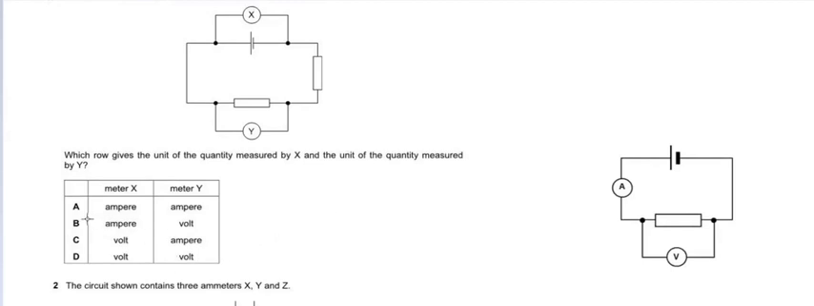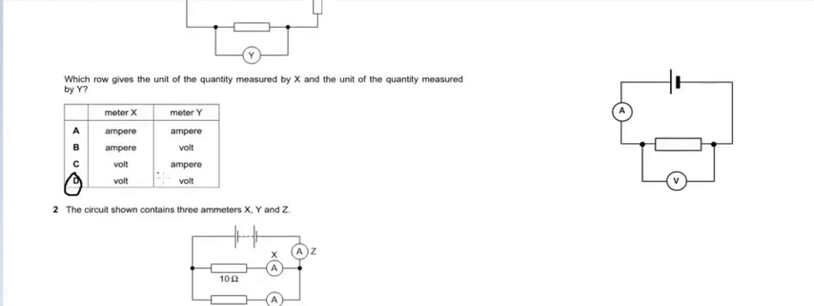So here you can see option number 1 is the ampere. Ampere is the unit of current, so this cannot be the answer. Option B is ampere and volt. So we know this can be only a voltmeter and it can be only volt. That can be the answer. So option D is the correct answer. Only option D can be the correct answer here. The remaining options cannot be answered because they include the ampere, which is the unit for current.